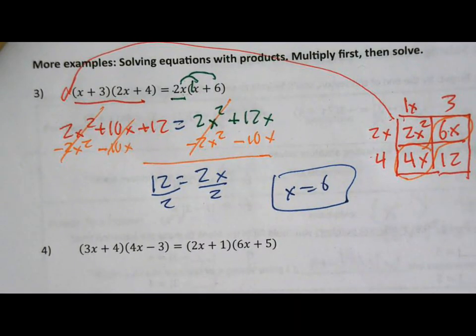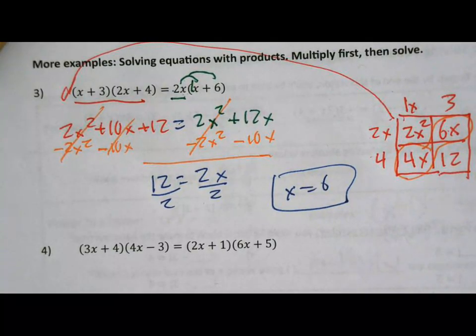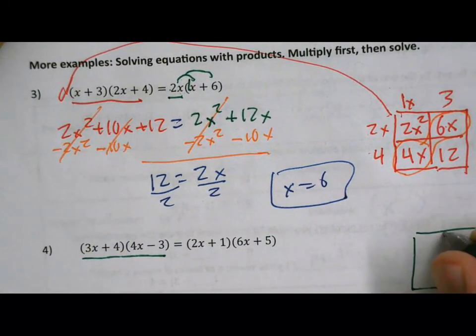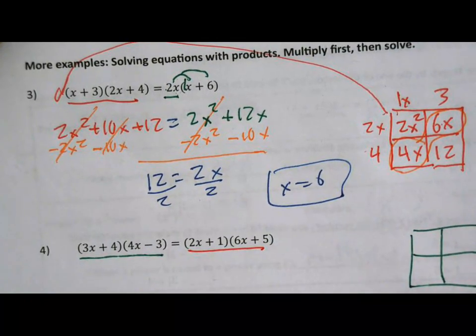All right, there are 3 more problems on this page, but I'll tell you what, if you can do number 4, then I'm happy, because it's the hardest of the 3. Now, I'm going to warn you, on number 4, you are going to have to do the box, and you're going to have to do it twice. You have to do it once for that side of the equation, you're going to have to do it once for this side of the equation.